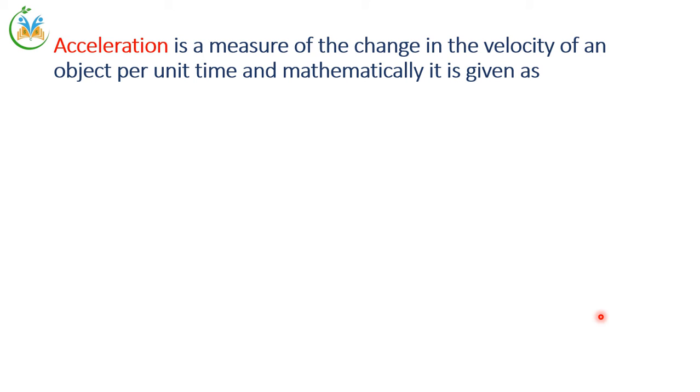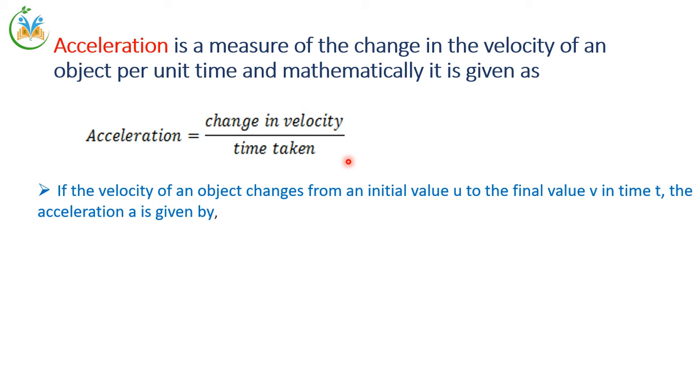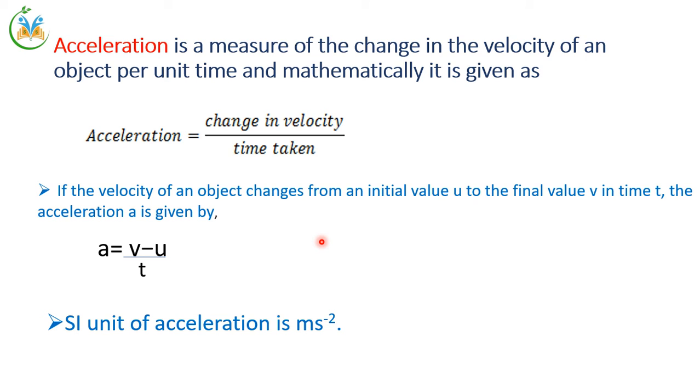So if you want to define acceleration, you can note this down. Acceleration is a measure of the change in the velocity of an object per unit time, and mathematically it is shown as acceleration equal to change in velocity upon time taken. Or if the velocity of an object changes from an initial value u to a final value v in time t, then acceleration is given by a equal to v minus u divided by t, and the SI unit of acceleration is meter per second square.